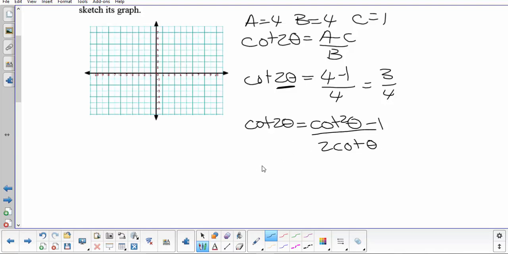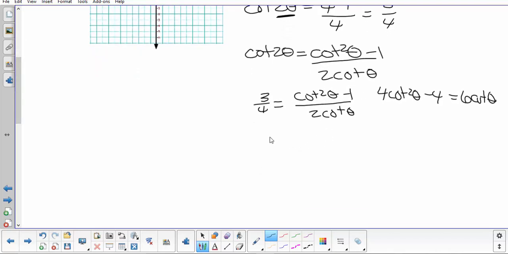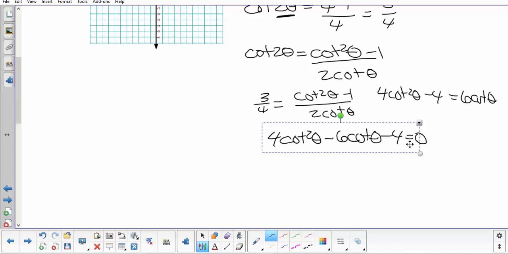So from here, that means that 3/4, because that's what cotangent of 2 theta is, equals cotangent squared theta minus 1 over 2 cotangent of theta. At this point, we cross multiply. So we get 4 cotangent squared theta minus 4 equals 6 cotangent of theta. We now need to set this equation equal to 0 so we can factor. So we get 4 cotangent squared theta minus 6 cotangent theta minus 4 equals 0.